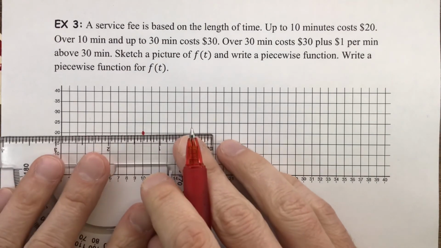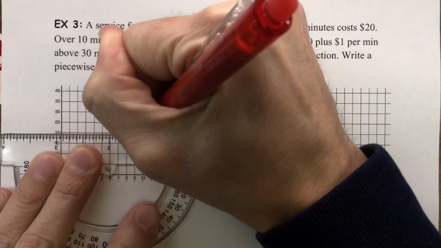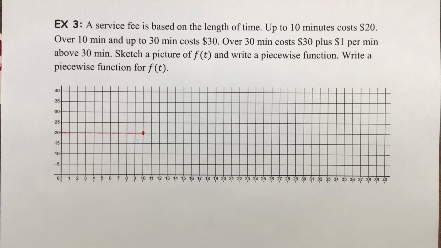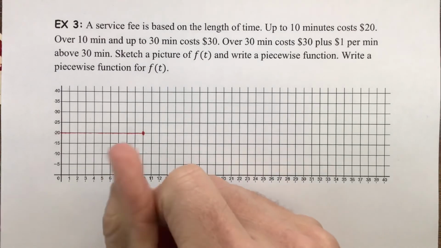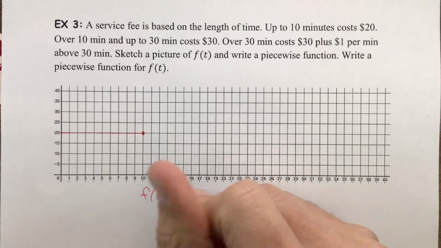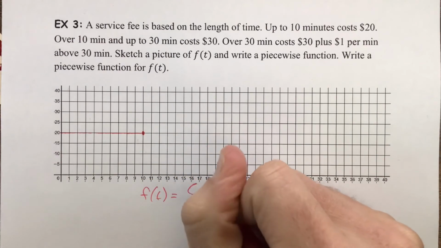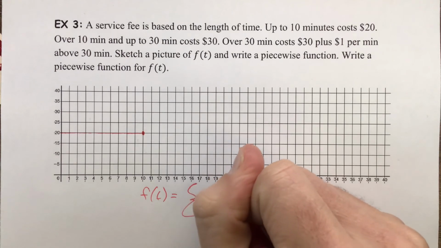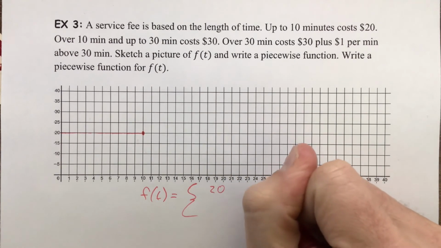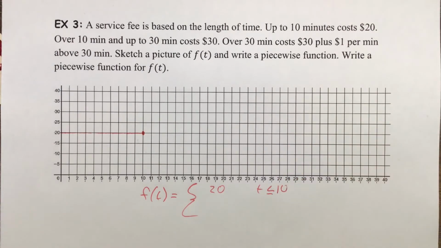Okay, so everything to the left of that is going to be at $20. So that's your first piece. And in fact, we can start building our function right now. F of t, it's going to have three parts. The first is just going to be a flat rate at $20 for any t value that would be less than or equal to 10 minutes.